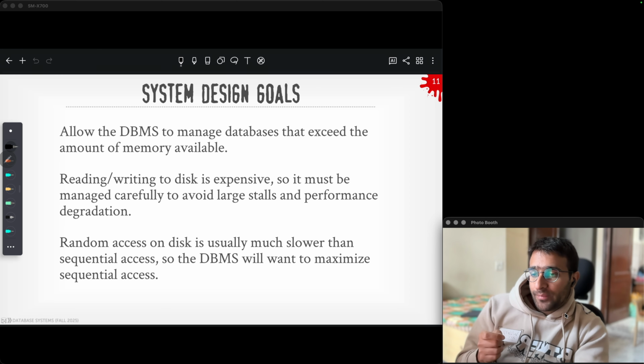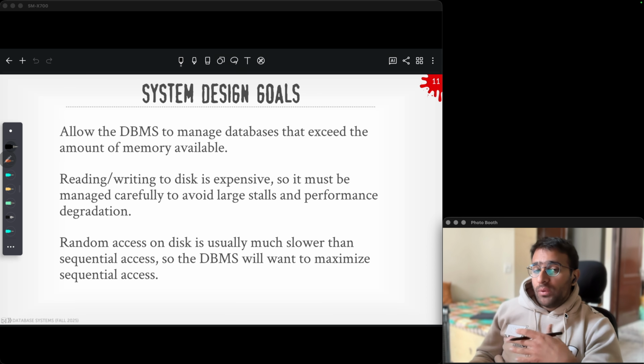Reading and writing to disk is expensive, so it must be managed carefully to avoid stalls and performance degradation. Reading anything down below is in hours. So we'll be avoiding writing to disk or reading from disk at all cost. But we are a disk-based database management system, so disk is our primary source. We'll have to read at some point and write at some point, but we'll keep the reads and writes to the minimum.